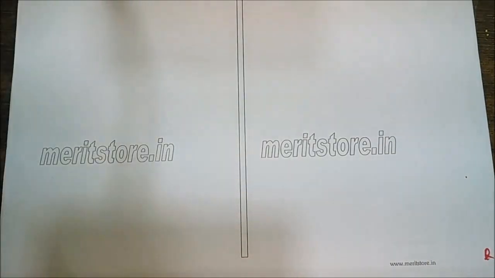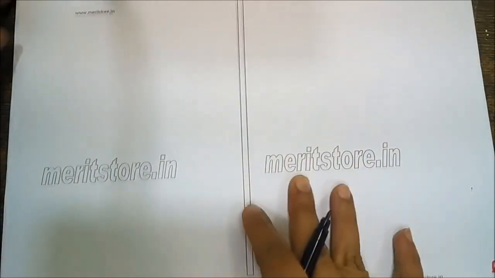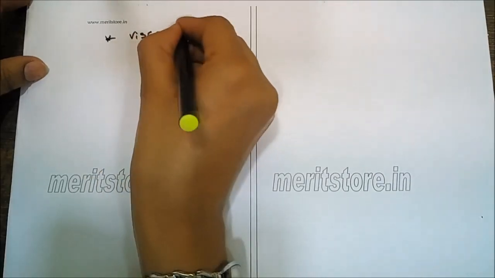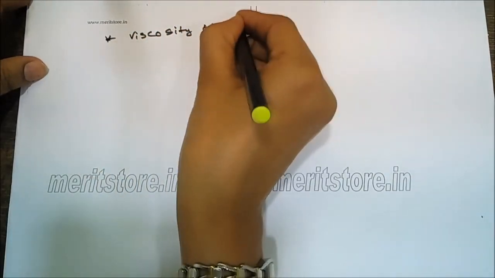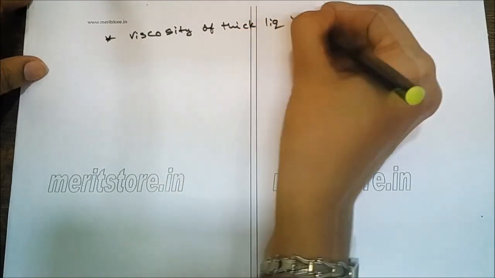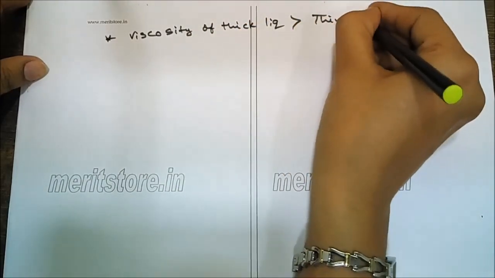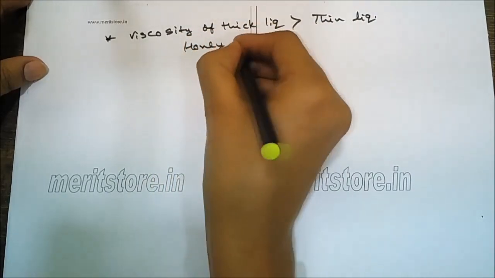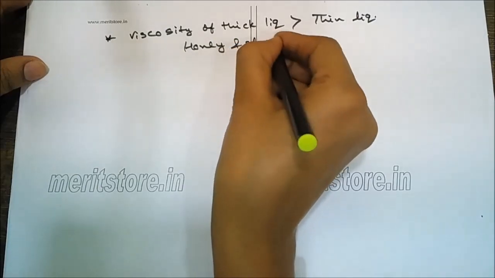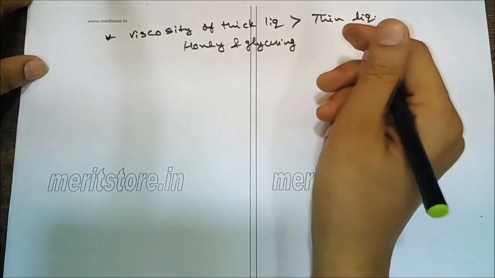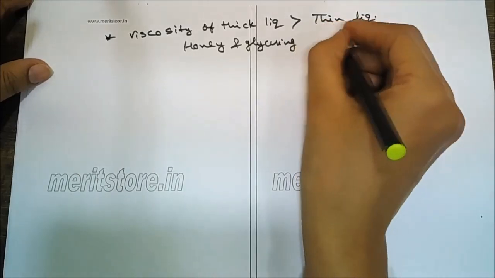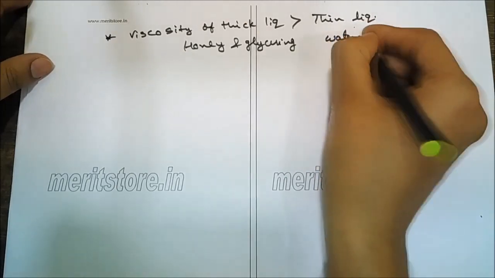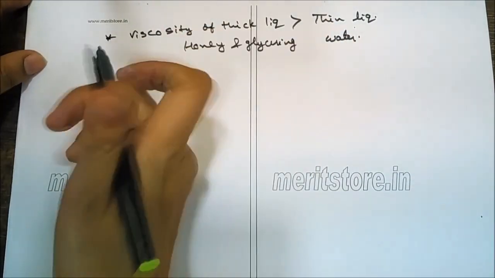The viscosity of thick liquids is greater than thin liquids, as we know that glycerin and honey are more viscous. Their flowing time is very great as compared to the thin liquids. As a thin liquid we can take water, so the viscosity of thick liquid is much more than thin liquids.